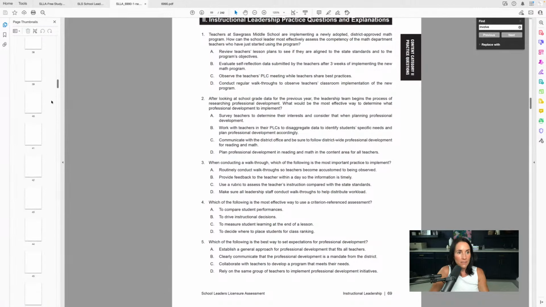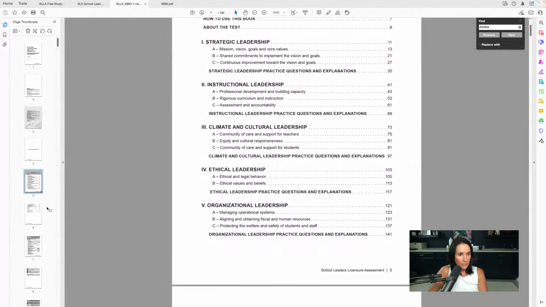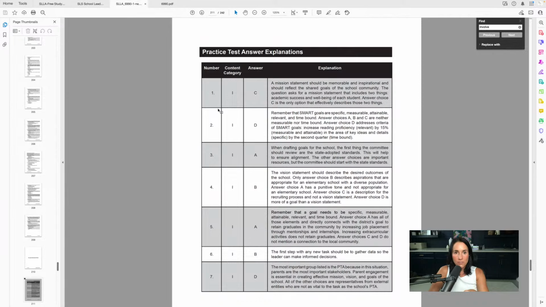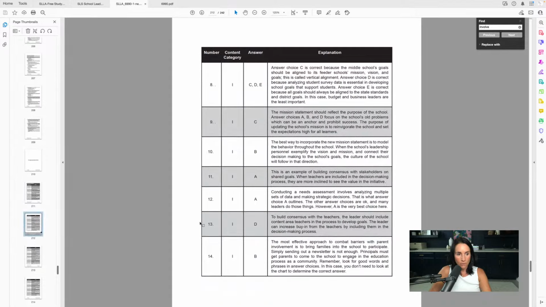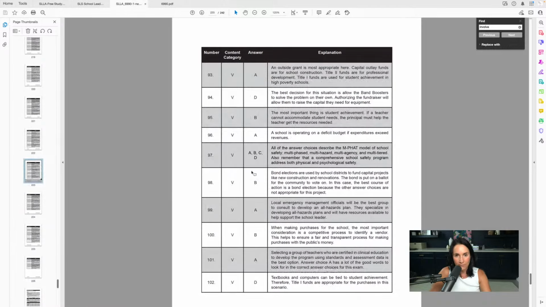But let me go back up here. In the practice test, the big practice test at the end, these questions in the answer explanations, I tell you which content category they're from. See how these are all from content category 1, and look at the answer explanations, they're so in depth. Content category 1. And here comes content category 2. And then these are all from content category 5.